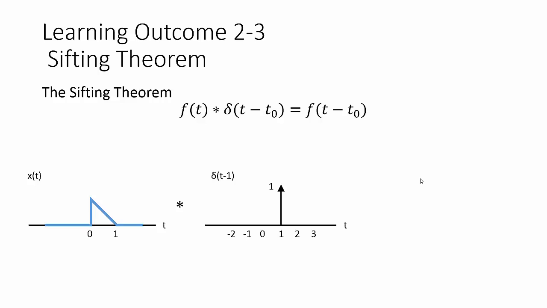It works also with continuous time functions. Here I've drawn a continuous time impulse. Notice it's an arrow instead of a dot, because this is a delta of t minus 1. T naught is 1. We're going to have f of t minus 1, which will take this and shift it 1 unit to the right. Here's another example. This is now an impulse shifted 1 unit to the left, which will shift our function 1 unit to the left.